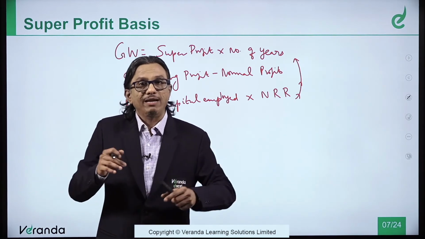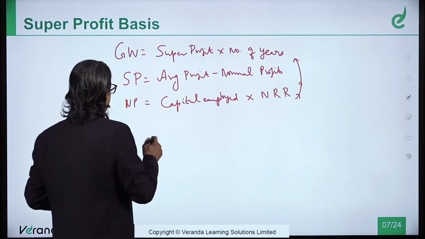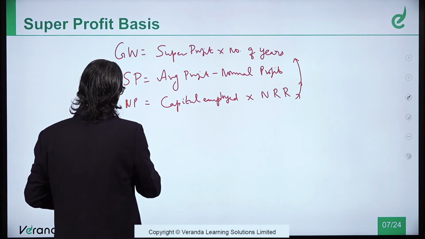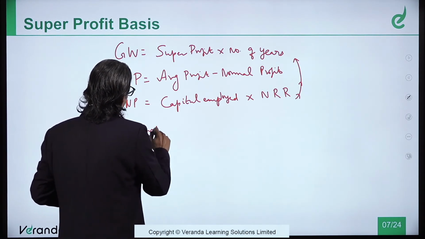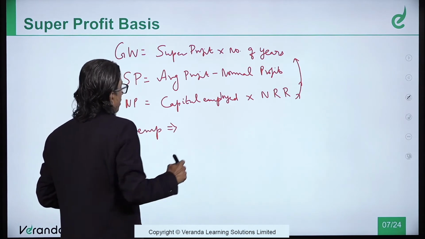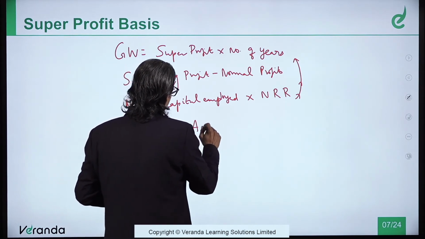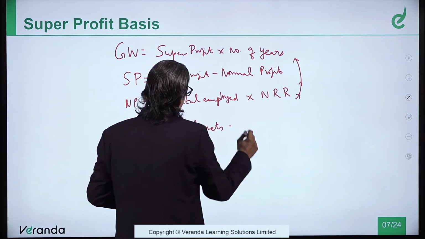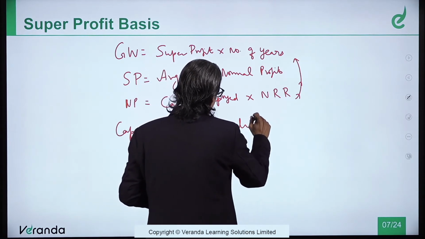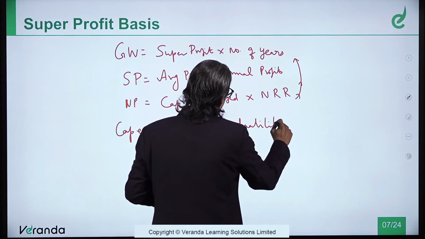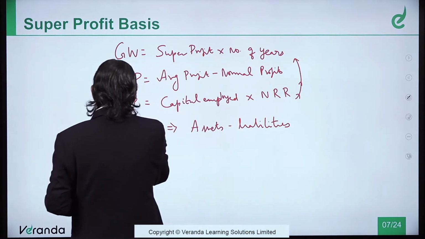How to find capital employed? Normally it is given in the question. Suppose it is not given, then we can calculate: capital employed is equal to assets minus liabilities. So, this is another formula.